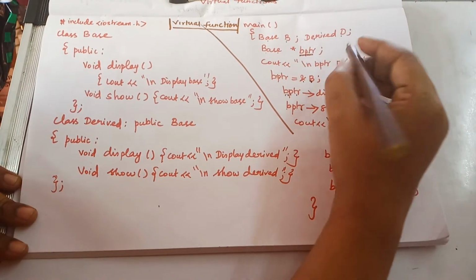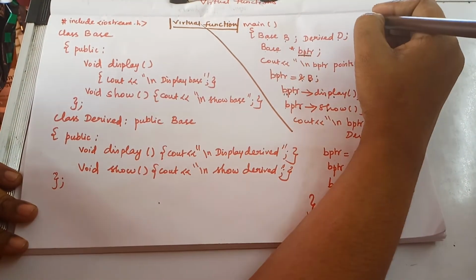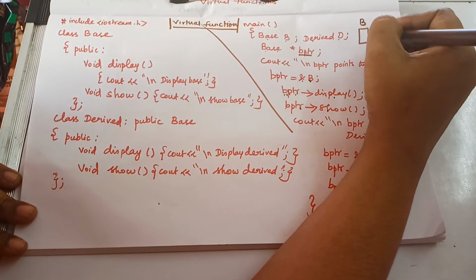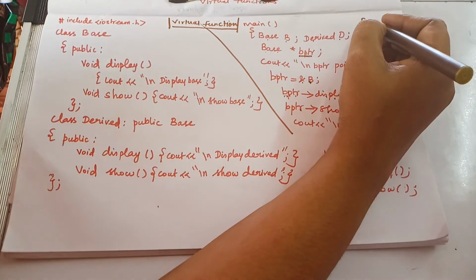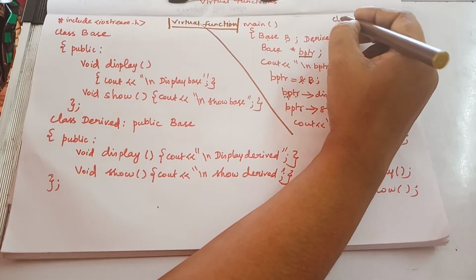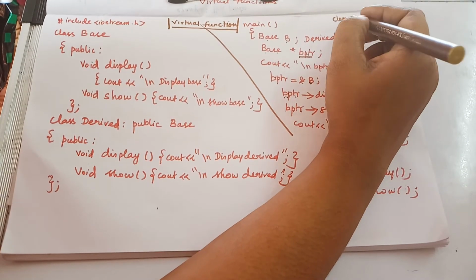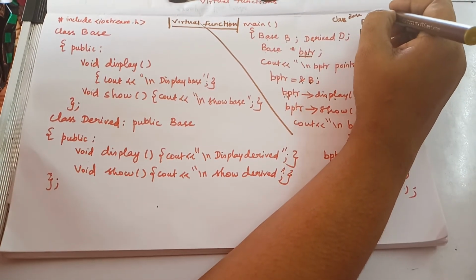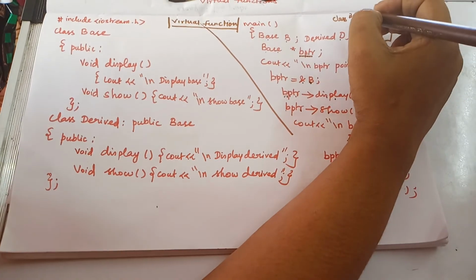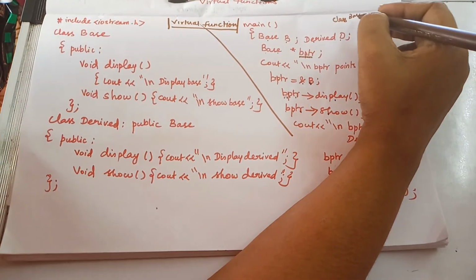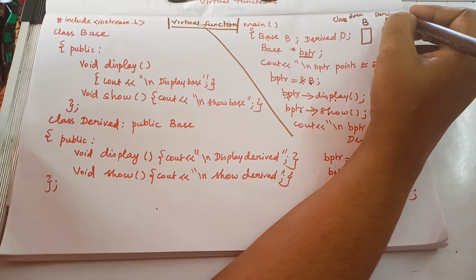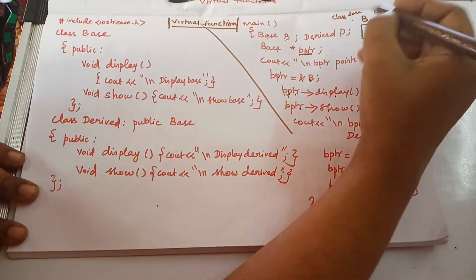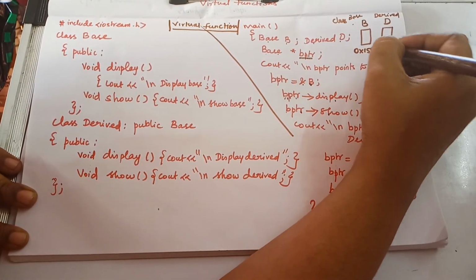For example, B is one object and D is one object. Correct? B is the object for the class base, and D is the object for the class derived. The class names are base and derived. I am creating an object for the base class, B, and an object for the derived class, D. Both are different data types. Each has one address, that is, a starting address.